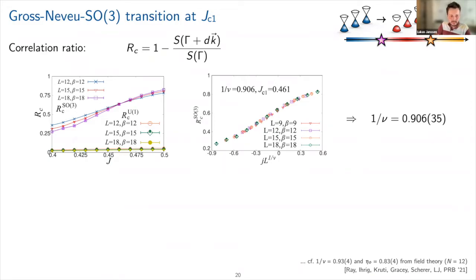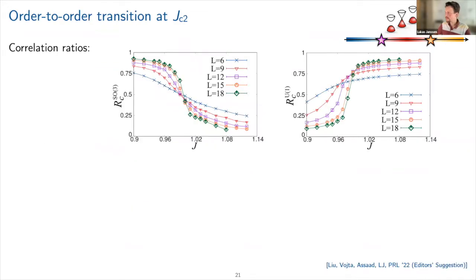And then let me just quickly flash you the second transition. That's maybe even more interesting, because now we have a transition between an SO3 semi-metal with SO3 order and a fully gapped phase, which breaks a different symmetry, a U1 symmetry. But still, when we look at correlation ratios, and also actually correlation length and other observables, we find that these transitions appear to be consistent with continuous transitions.